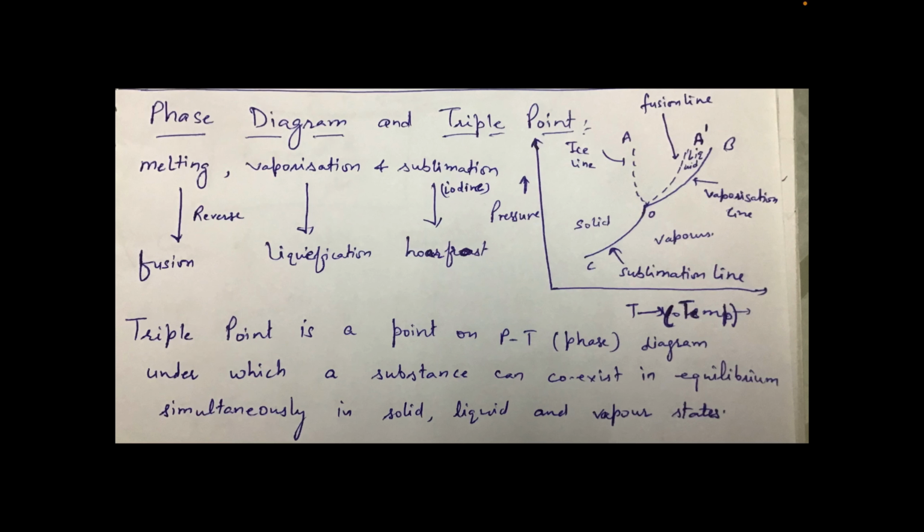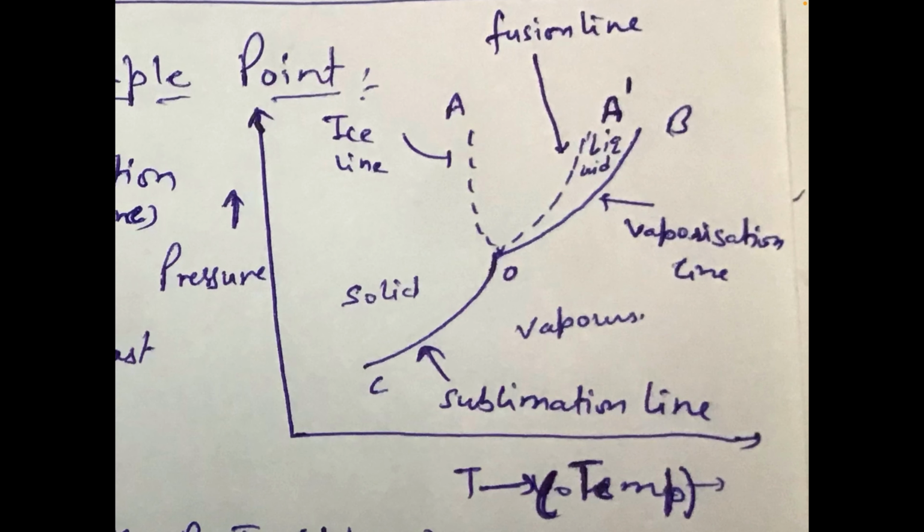Now we will discuss the phase diagram. Here I have plotted a PT diagram, that is pressure temperature diagram, also known as phase diagram. O represents the triple point, that is a point at which the substance simultaneously coexists in three equilibrium states: liquid, solid and vapor.